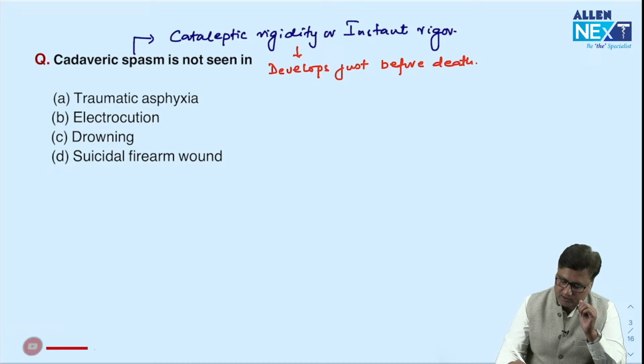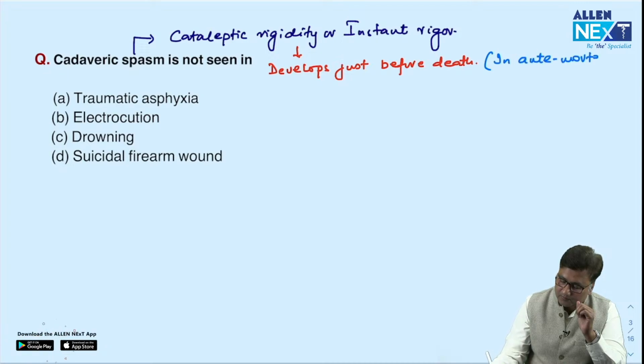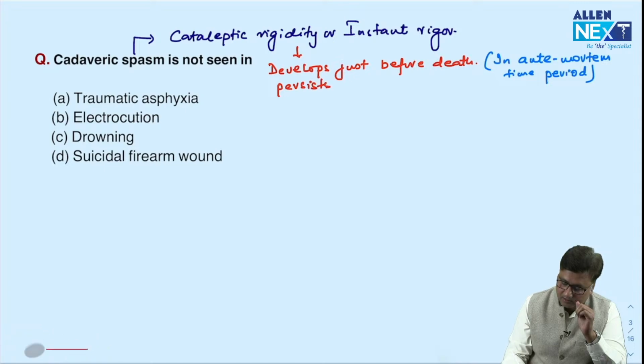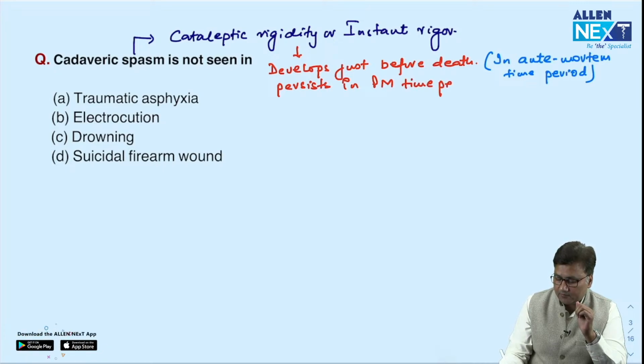ओके, सो यू कैन से द डेवलपमेंट इज इन एंटीमोर्टम time period, but it persists in postmortem time period. इसका मतलब क्या हुआ?